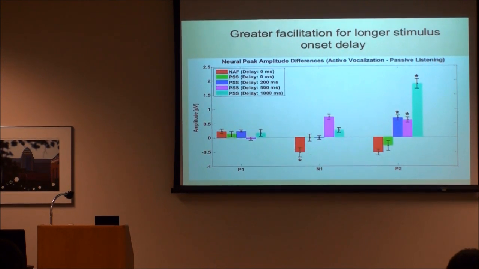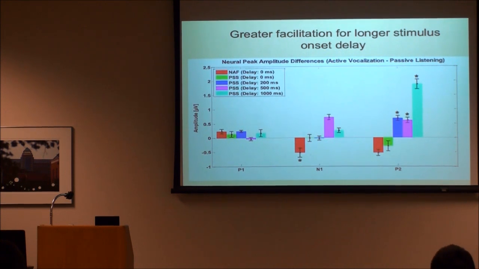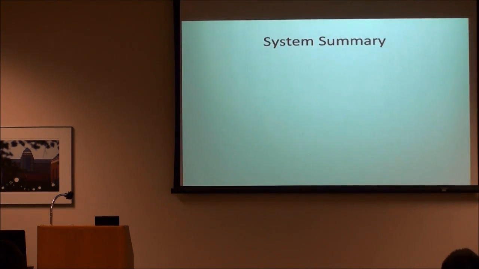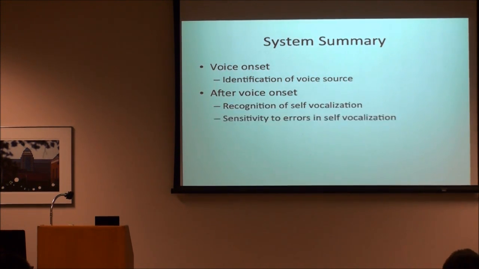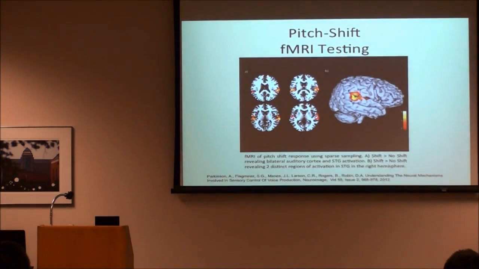And we don't know what that is yet. We don't know what the mechanism is. We have a standard negative feedback system model that we use, but we don't have a good timing element in that model yet. Okay, so just to summarize what I've talked about: voice onset, where we have identification of the source. After voice onset, we recognize if it's our own voice, and it's sensitive to errors in production and corrects for errors in production. Now, I want to show you a little bit about fMRI.